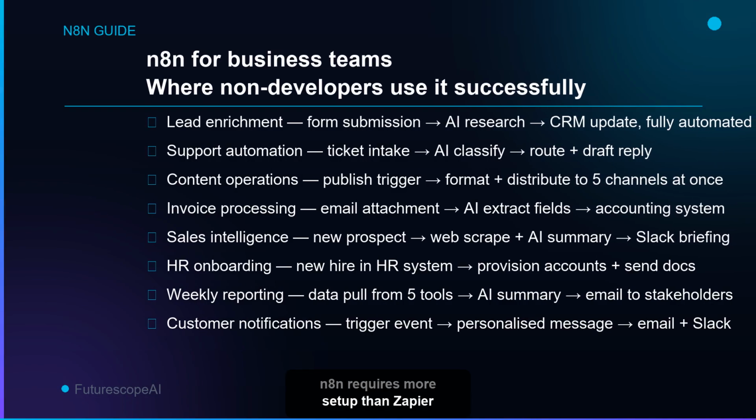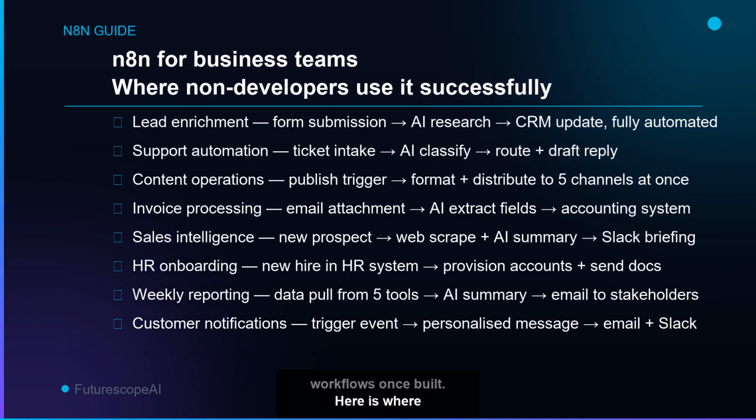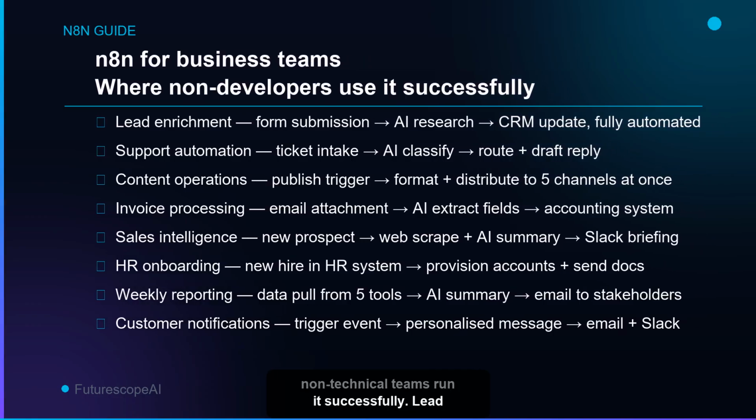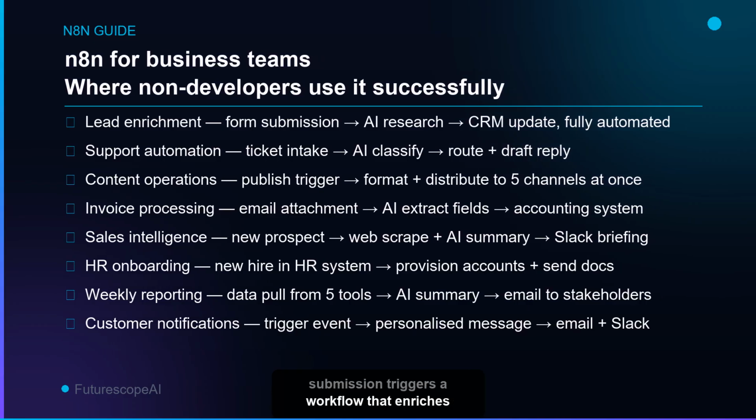n8n requires more setup than Zapier, but it handles more complex workflows once built. Here is where non-technical teams run it successfully. Lead enrichment: every form submission triggers a workflow that enriches the lead with AI research, scores it, and adds the enriched record to the CRM. Support automation: every new ticket is classified by AI, routed to the right team, and gets a draft reply generated, all before a human agent reads it.